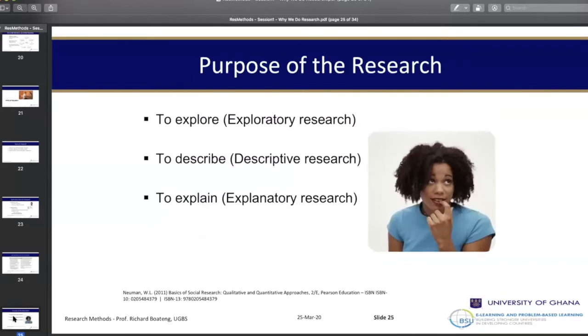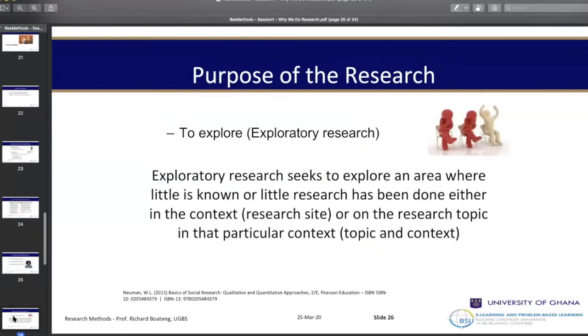So the next thing is that you can categorize research according to the purpose of the research, being that research seeks to explore, describe, and explain. So you can have exploratory research, descriptive research, and explanatory research. Exploratory research is a type of research that seeks to explore an area where little is known or where little has been done, either in the context, that's the research site, or pertaining to the research topic in a particular context. What do I mean by that?